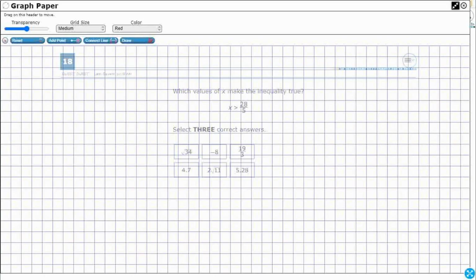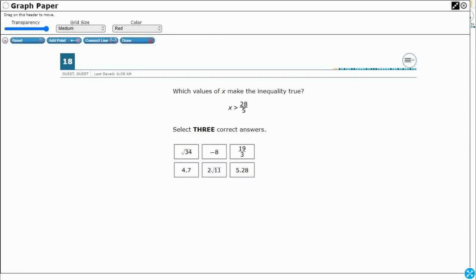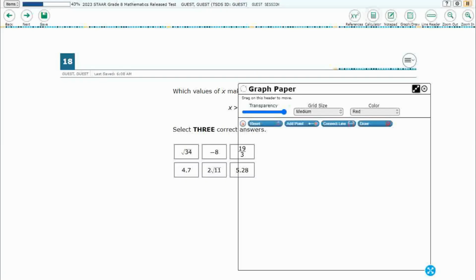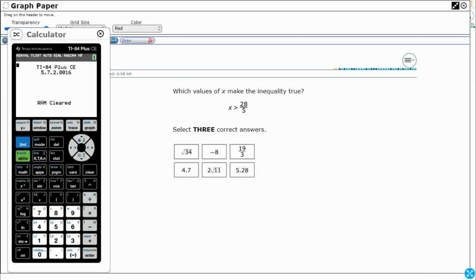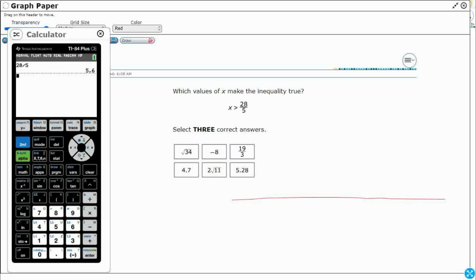So let's just go ahead and open that up. We're going to open up our calculator as well because we will need that. So let's figure out, something needs to be greater than 28.5 or 28 over 5. What is that? Okay, that's 5.6. So if I want to make an open number line here, and I'm going to make my 28 fifths, I just want to put everything into decimals. It's going to be a little bit easier for me. I need 3 answers that are greater than that, so that means I need stuff that's over on the right side.